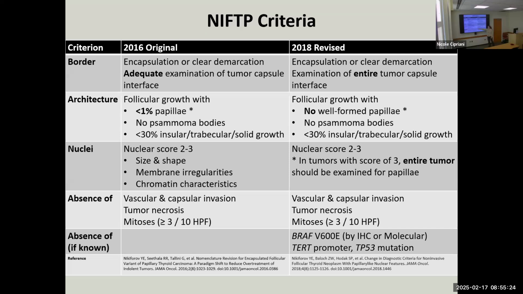We do want to make sure that it doesn't have a cancer-defining mutation like BRAF V600E or a high-risk mutation, things like TERT promoter, right? So we will practice these criteria.